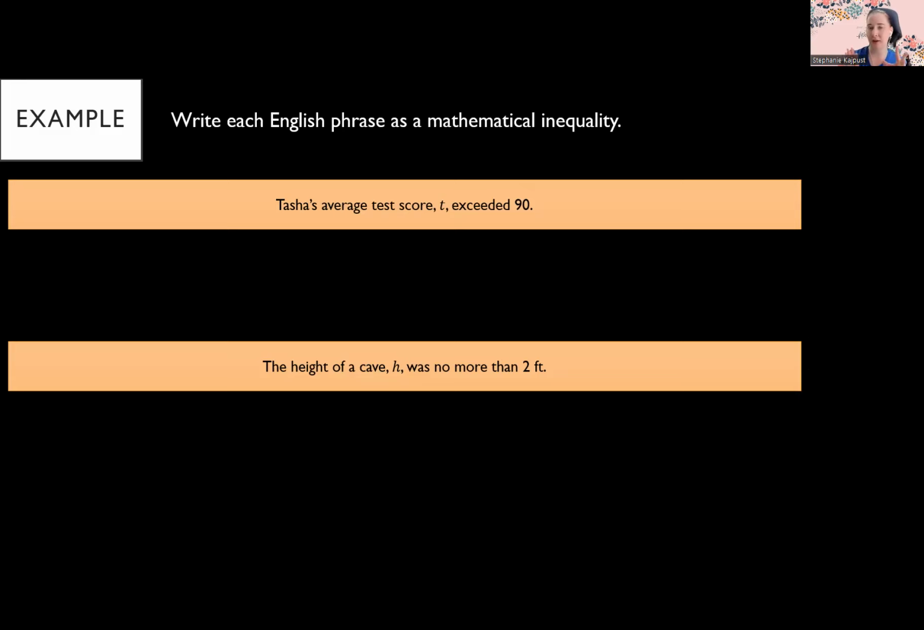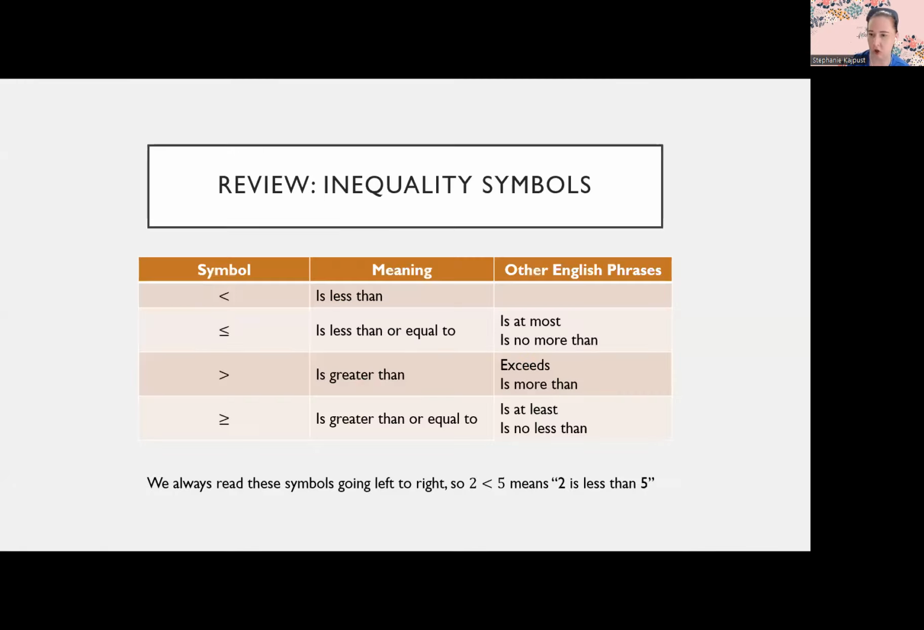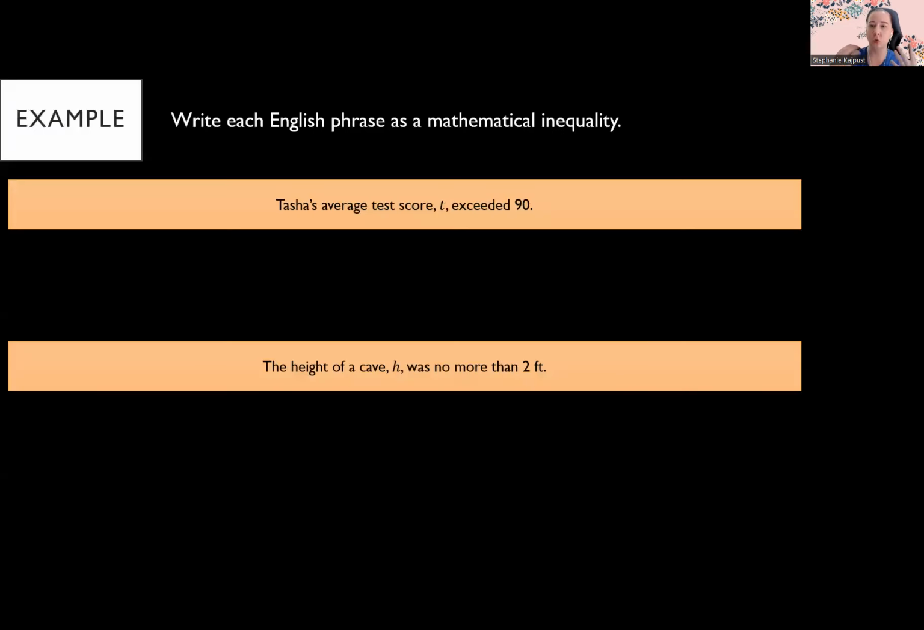That's really important. So we've got Tasha's average test score, and they're giving us the variable for that, T. And then we have the word exceeded 90. If something is exceeding, it is more than, it's above 90. And this is on the chart here. Exceeds is greater than. We're not including where it might be equal, because then it's not exceeding anymore. So this is a greater than situation. You translate it left to right, so the test score, T, is greater than 90.